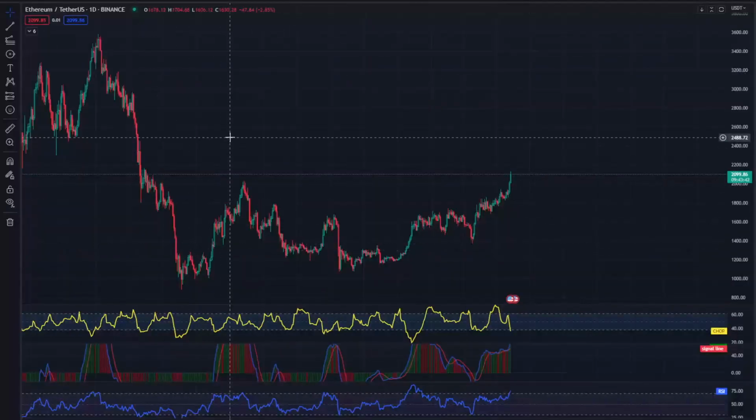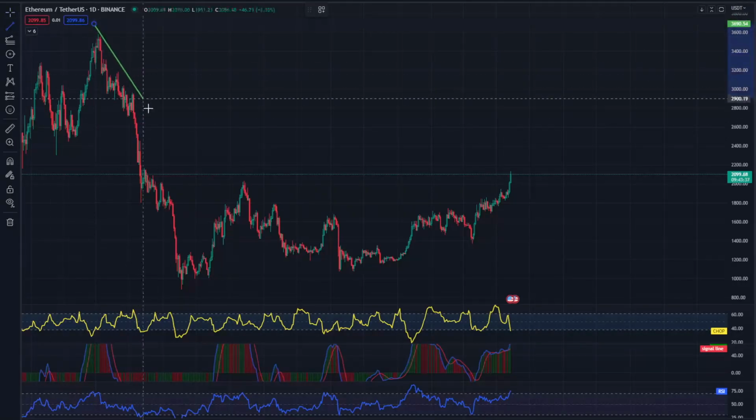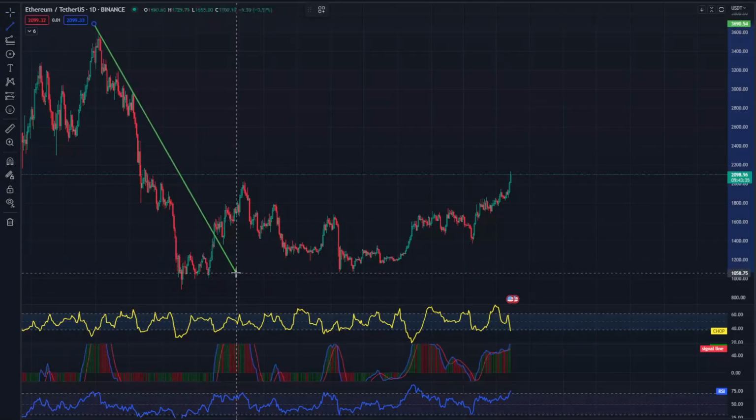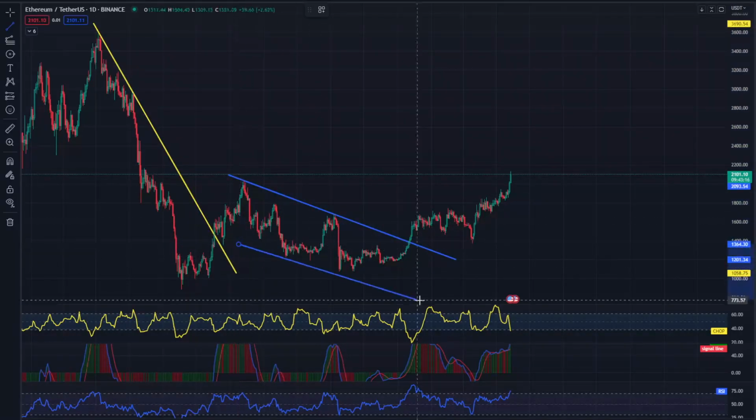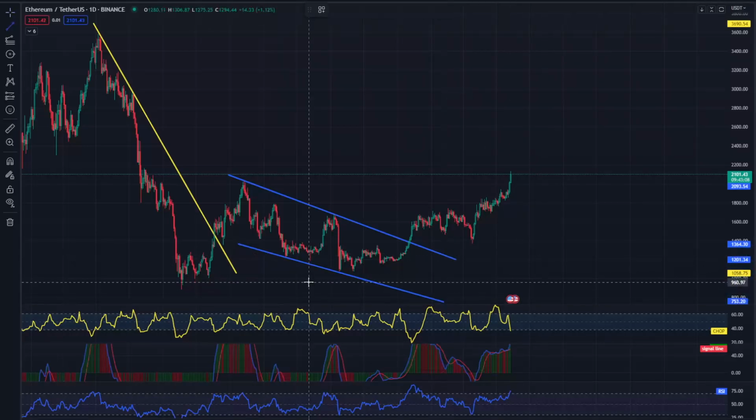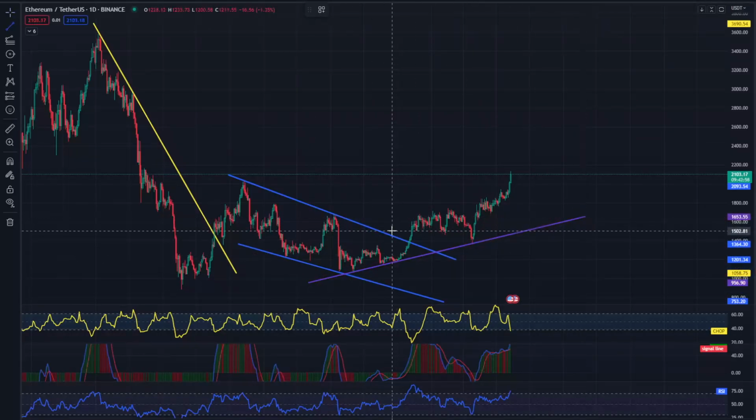As the second chart in today's review, we'll be looking at ETH versus USDT on a one-day timeframe. As we can see, the price broke the main downtrend line and then exited the downtrend channel above. We are currently moving in a new uptrend channel.